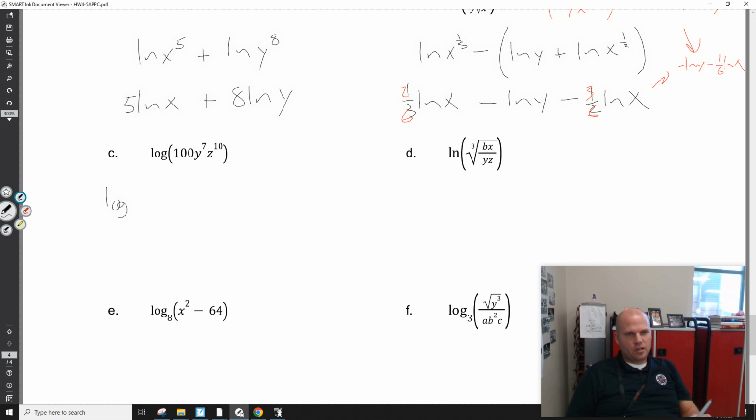This is great because I have log 100 plus log y to the 7th plus log z to the 10th. Why is this great? You should know the log of 100. Log base 10 of 100, if you need to rewrite it, great. It's just 2.